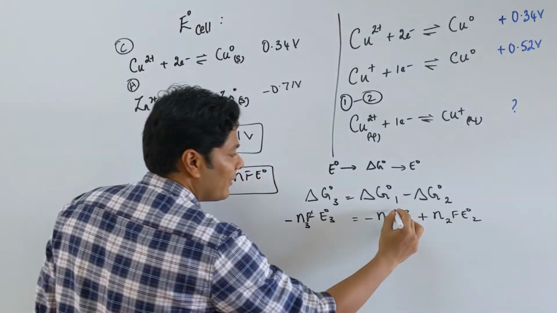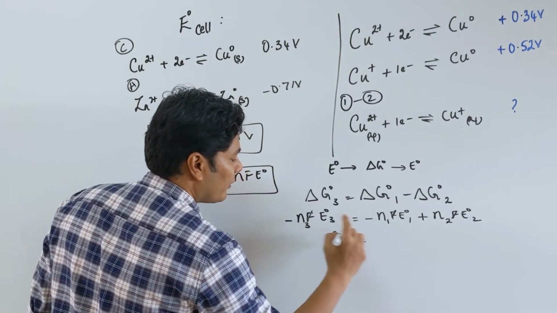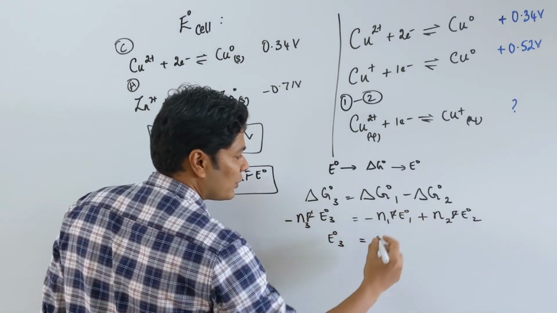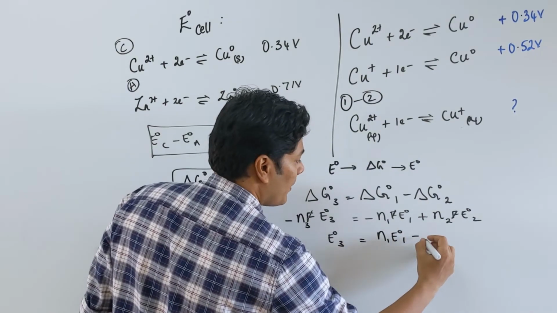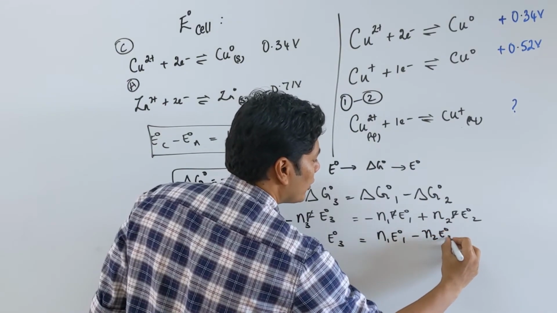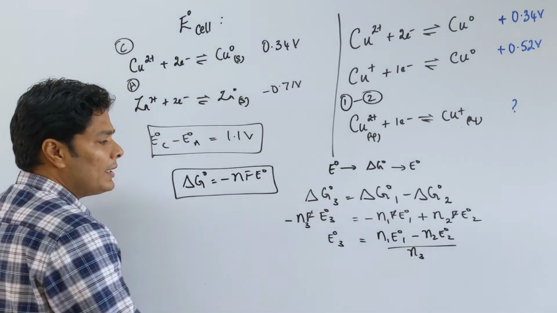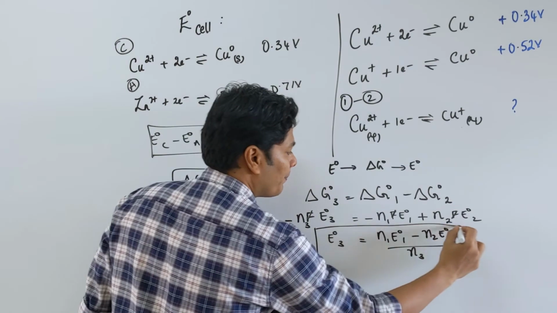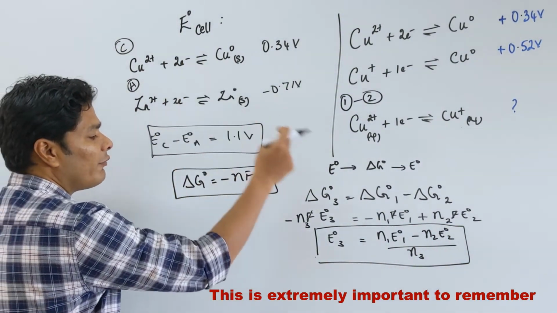I can cancel my F. So what I have is E naught 3 equals, I'm going to take care of my symbol, the negative goes to the other side, N1 E naught 1 minus N2 E naught 2 divided by N3. This is the way you want to do. So when do you choose this method? When I can directly do it, when do you choose this method?